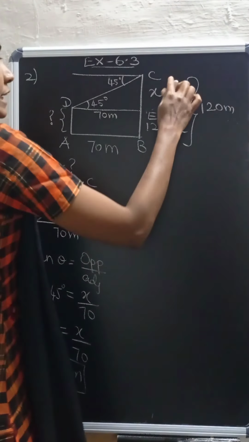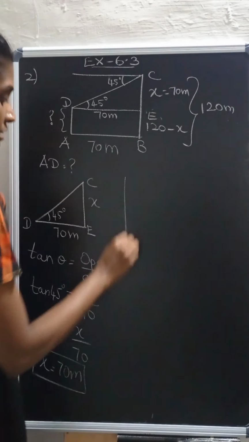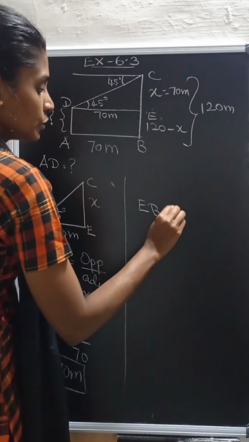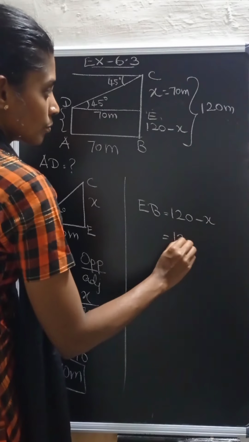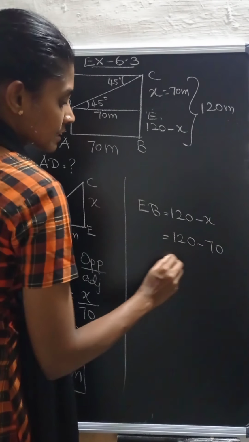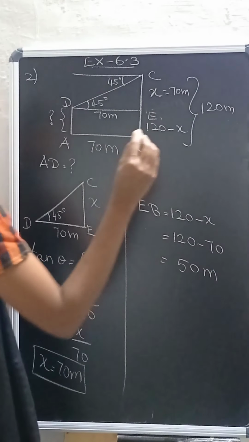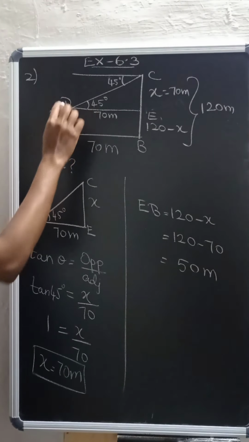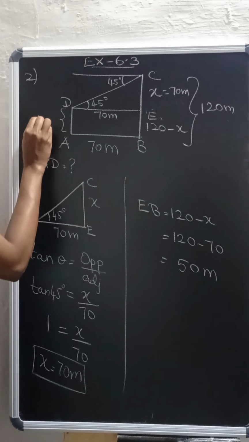So, the length of CE is 70 meters. Now, EB is equal to 120 minus x. So, 120 minus 70, which is equal to 50 meters. So, the height of the first building is 50 meters.